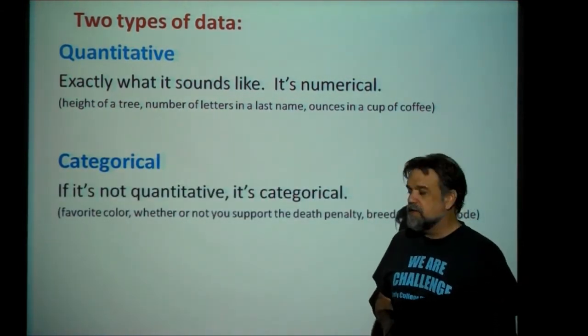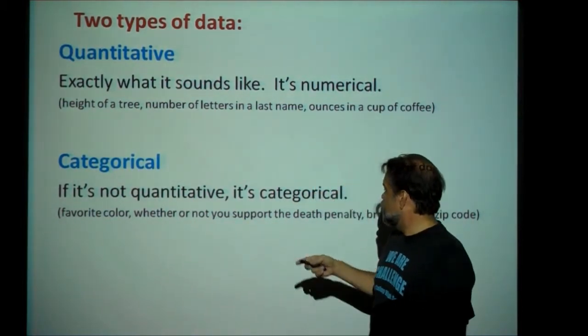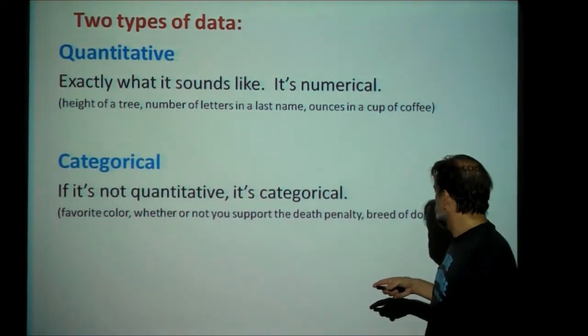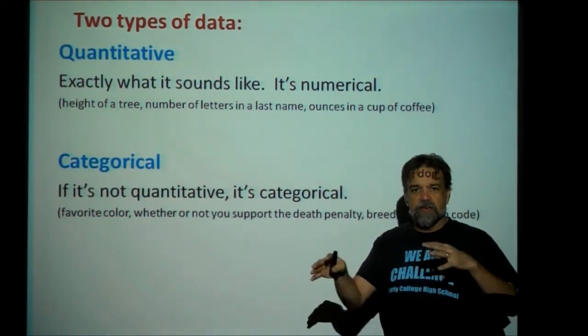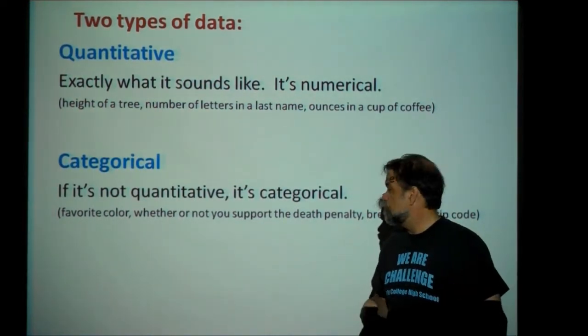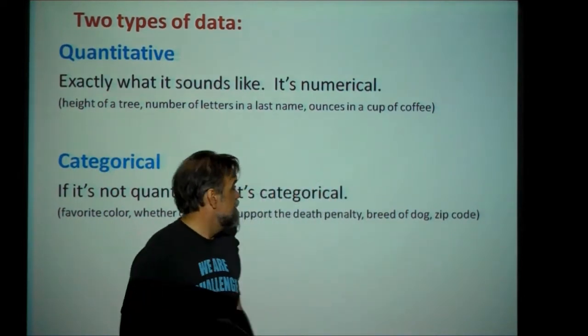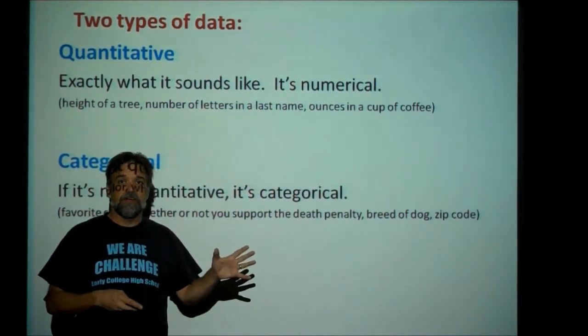Categorical data means not quantitative, okay? So that would be, if I ask a bunch of people, what's your favorite color? That's categorical data. Do you support the death penalty or not? That's categorical data. What breed of dog is this? And I get a whole bunch of dogs and I classify them by breeds. That's categorical data. What's your zip code? And the reason I included zip code is that that's actually a number, but it's categorical data.